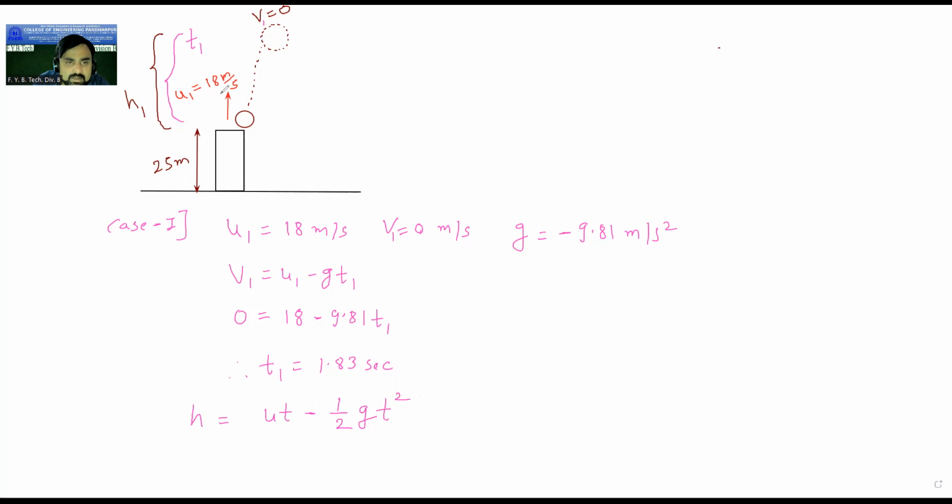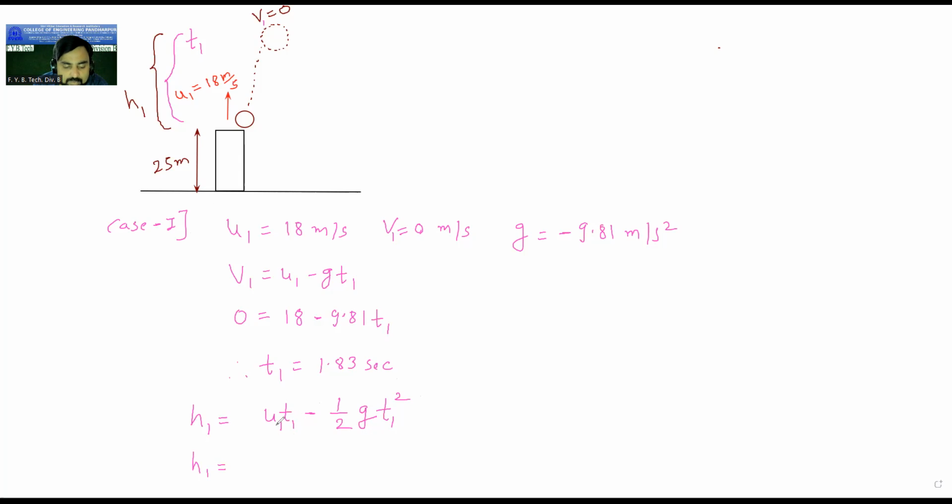Okay. And here we are talking about the first case. So I will give the notation 1, 1, 1 and 1. G is constant everywhere. Okay. So here from this equation you can calculate this height H1.